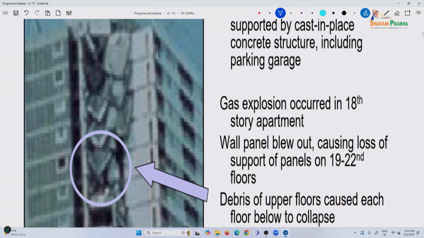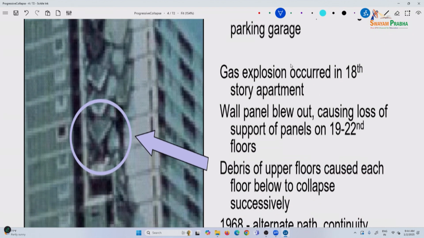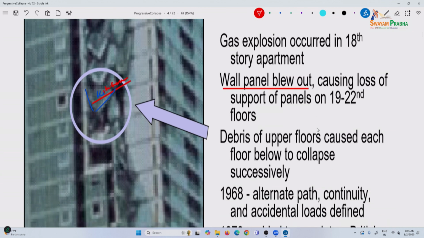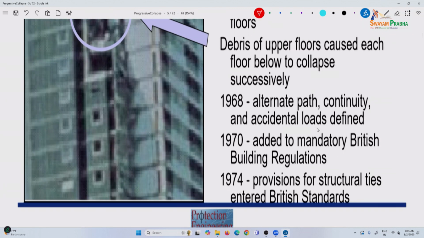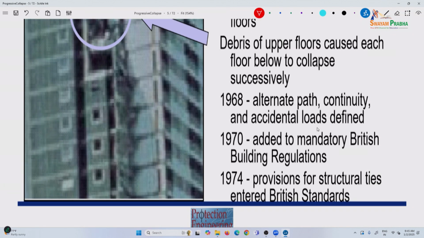The images are pretty poor because of the import, but you see this was essentially a gas explosion in a kitchen on the outer part of the building. On the 18th story, the wall panel blew out, causing the loss of supports. It was all supported one on top of each other, and debris from the upper floors caused each floor to collapse. And here it tells you what that event led to, the different things that we just talked about.